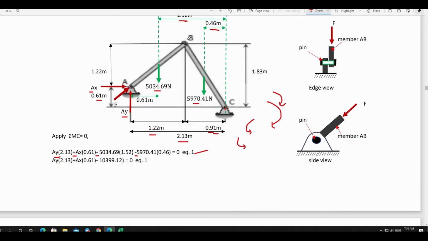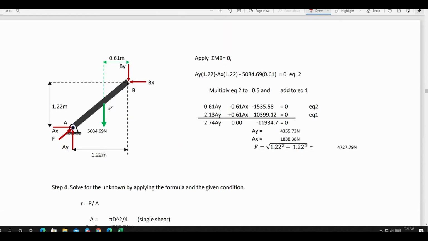Then we will apply again summation moment, this time at point B. At this time, we will only consider the left part of this assembly as our free body diagram, or member AB as free body diagram. So here is now member AB. We will apply summation moment at point B. Since point B is also a pin connection, it will not resist moment at that point. So summation moment at point B is equal to 0. AY multiplied by its moment arm, that is equal to 1.22, is clockwise with respect to point B. Then AX multiplied by its moment arm, that is 1.22, is counterclockwise with respect to point B. So it is negative in our equation.